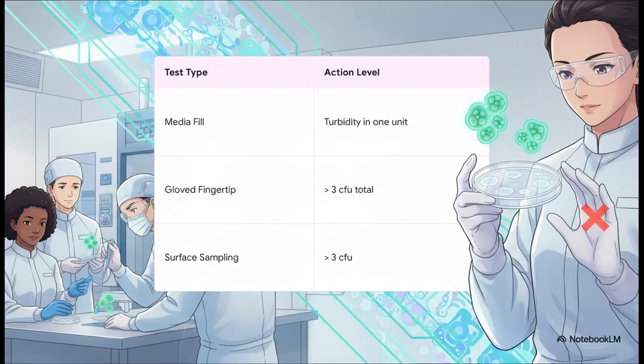To put that into perspective, look at these razor-thin thresholds. Finding more than 3 colony-forming units, or CFUs, on an operator's gloves after a media fill or on a critical work surface triggers an immediate action level. Just 3 tiny colonies. That constitutes an overall failure of the operator's aseptic competency.